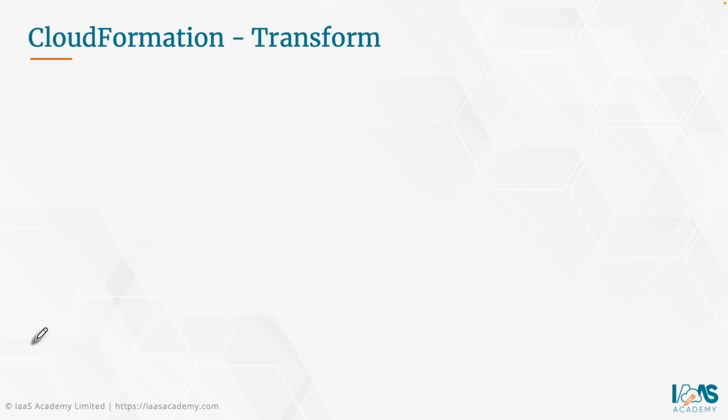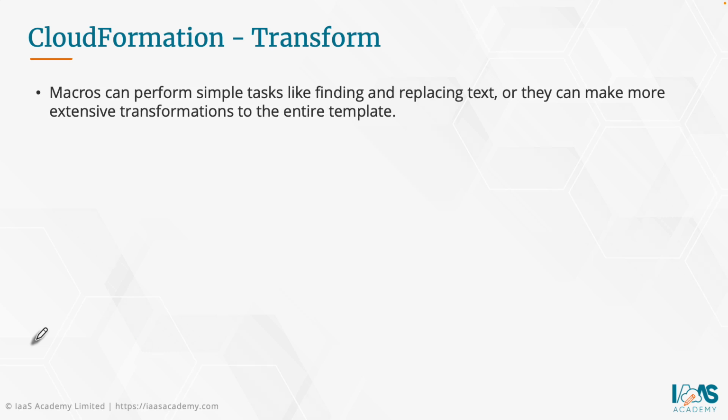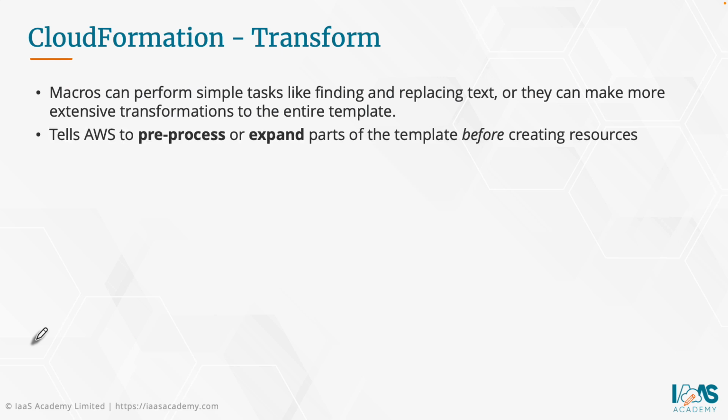So next we have the transform section of your CloudFormation template. Again, this is an optional section, but it's extremely powerful. You can create macros that can perform simple tasks like finding and replacing text, or they may make more extensive transformations to your entire template. This basically tells AWS to pre-process or expand parts of the template before actually creating the resources.